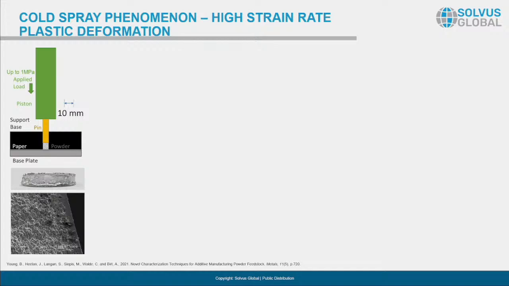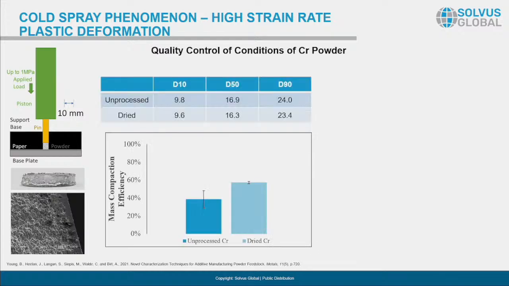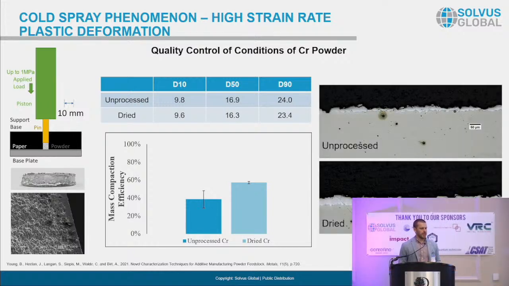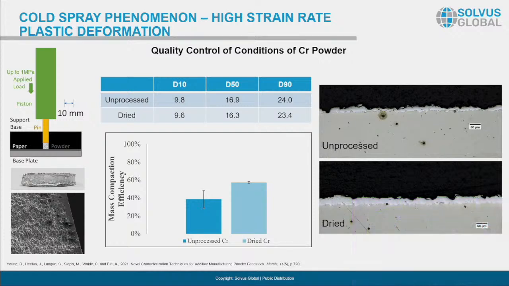Thinking about the same test mechanism, the same screening mechanism in a different manner, we can actually take it and compact just straight metals, right? It doesn't have to be a bond coat, doesn't have to be a blend of materials. So we've got two different chromes that we were looking at. One's a dried chrome and one's just an as-received chromium powder. And same story, you can take a quick comparison between the two different materials and spray those and you can compare the performance.